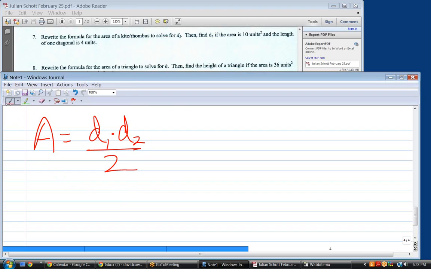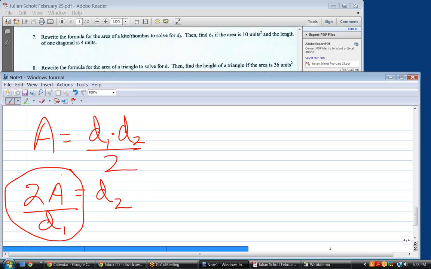What's the first step? Multiply by 2. Okay, so now I got 2A equals D1 times D2. Now what? Would you divide by D1? Very good. So dividing both sides by D1 gets rid of it over here, and now we have solved it for D2. So D2 is equal to that.